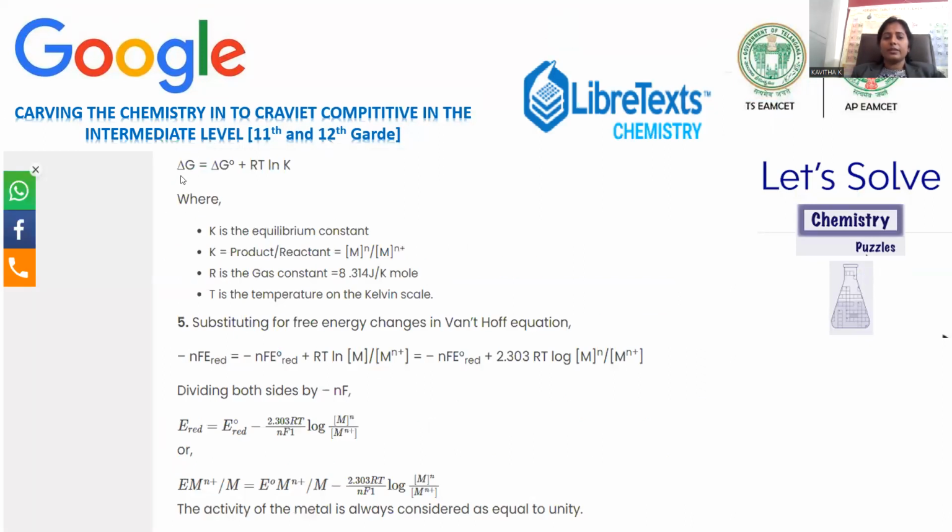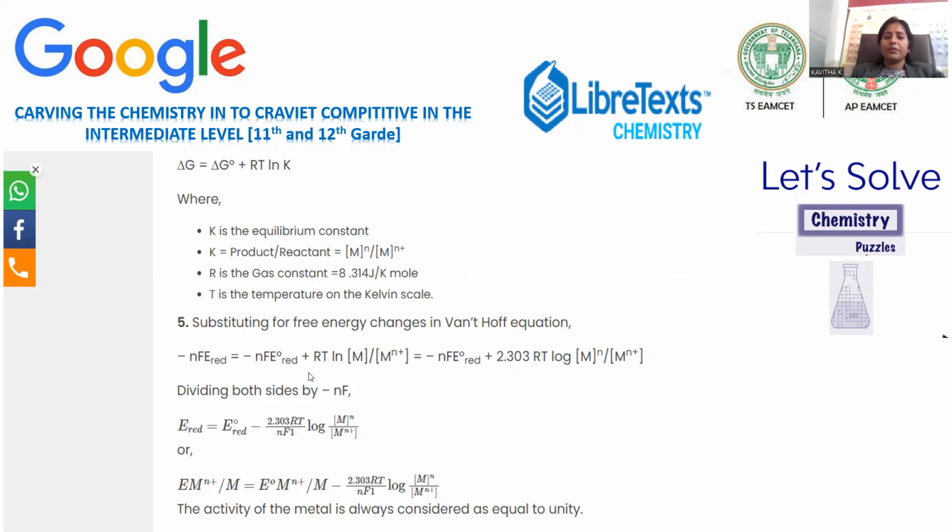In order to explain that, there is a formula. Delta G is equal to delta G naught plus RT ln K. This is the formula for Gibbs free energy. Delta G value is substituted by minus nFE. Delta G is equal to minus nFE. Again, delta G naught is there, so we take minus nFE naught. Naught denotes what? Standard condition. Fine. And here we have RT, RT remains as such, ln K. ln K means what term? The equilibrium constant we are taking, product by reactant concentration. Product by reactant concentration is taken, right?